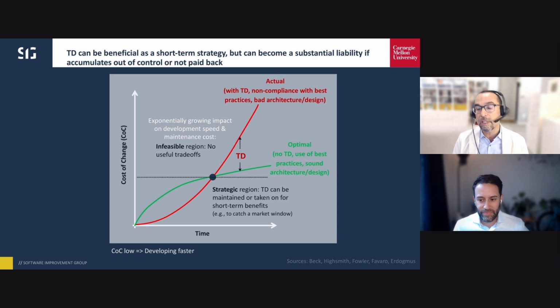So the strategic region is a region where we can maintain or take on technical debt for short-term benefits, but only temporarily. Only temporarily, because eventually we will cross over into the infeasible region after that point in the middle. In the infeasible region, technical debt will start growing exponentially. And that exponential growth will impact development speed and cost substantially, to the point that there will be no choice but to pay it back. You'll have to pay back the technical debt and address all of these difficulties. Otherwise, you will make the situation worse and worse. And eventually, it is possible for the whole system to come to a standstill in terms of being able to extend and maintain it.